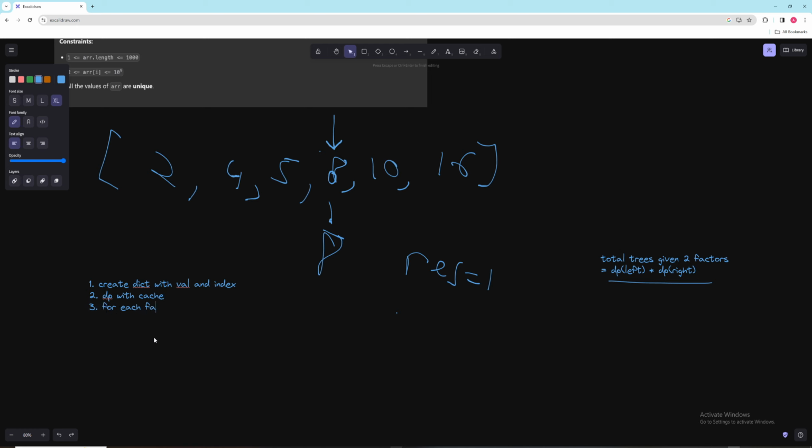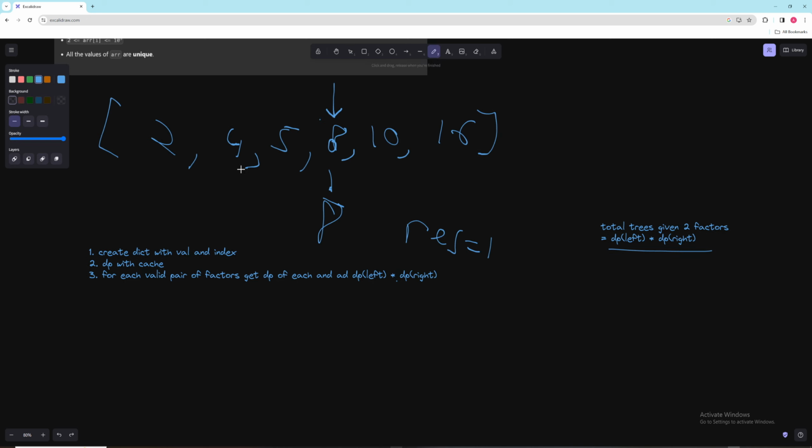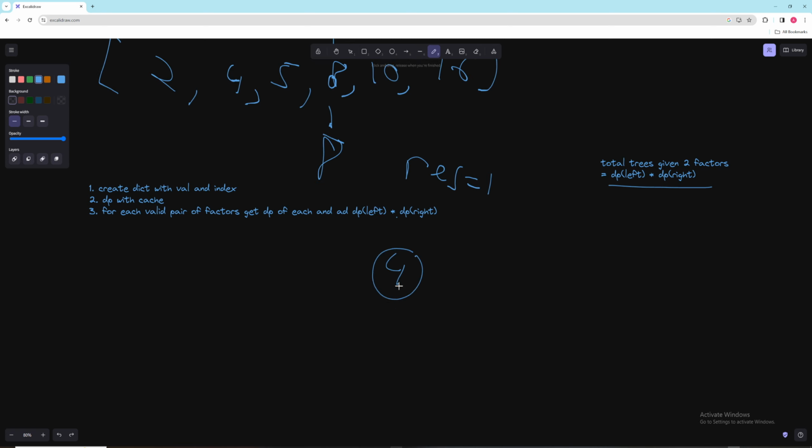And for each valid pair of factors, get dp of each and add dp left times dp of right, because that's the number of total combinations. You also have to make sure that if you have a number like 4, 4 can have 2 and 2, so you can use the same number multiple times. So this is a valid answer as well. And then this would be the number of ways you can make a tree with 2, times the number of ways you can make a tree with 2, which would be the same.